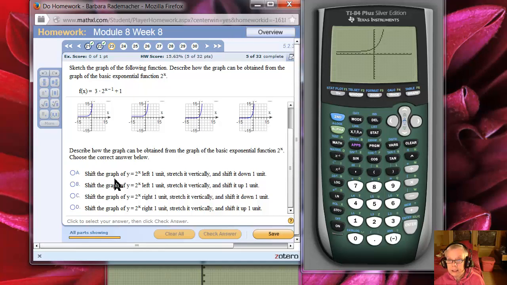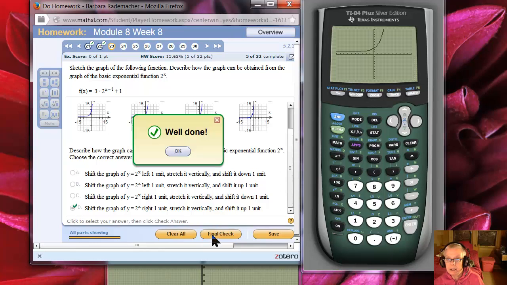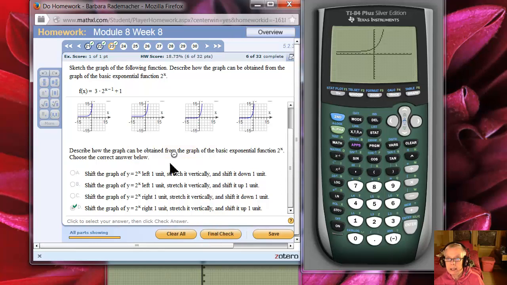So let's see. Shift the graph y equals 2 to the x to the left, oh no, to the right. So the answer is going to be one of these. To the right 2 units, we are going to stretch it vertically, and then we're going to shift it up. So I choose D, and there we go.